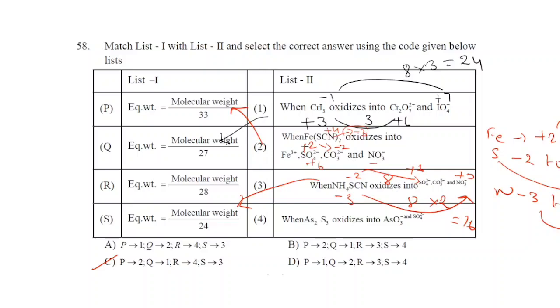Similarly, you can even calculate for the arsenic sulfide, where the sulfur oxidation state is -2 and the arsenic oxidation state is +3 here, and +3 changing to +5, AsO4 -3. Accordingly, you can calculate, and sulfur changes to SO4 -2. So definitely you will get the oxidation state change as 28. Okay, so this is how to match this type of questions.